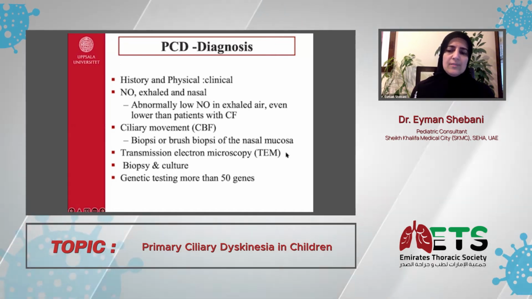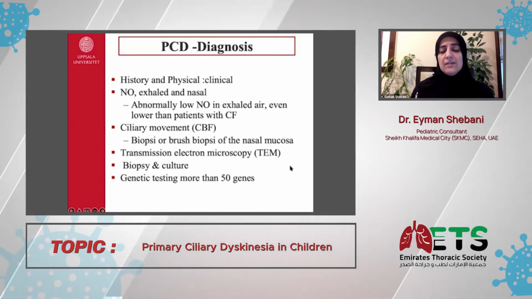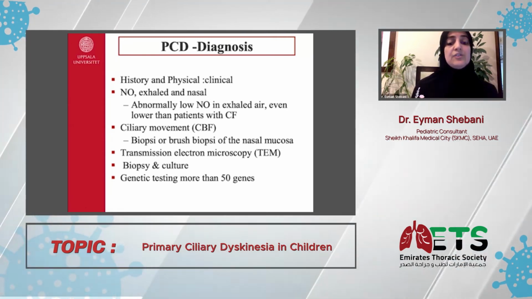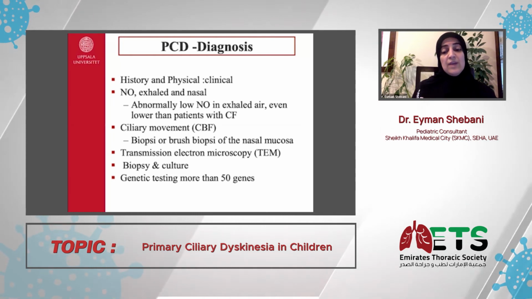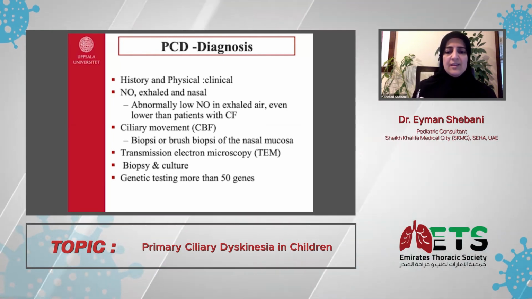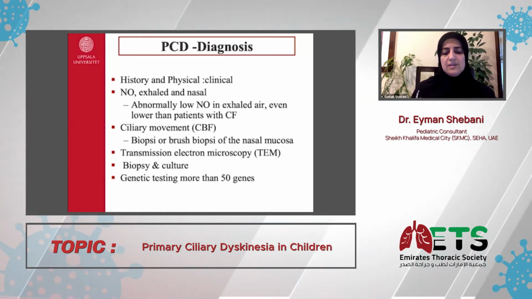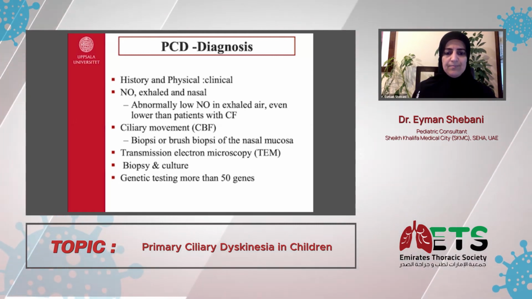And of course, some centers thought the ideal was to do a biopsy and culture. You take the ciliary biopsy and place it in a culture medium. Some centers were doing that because, like I mentioned, you have something called secondary dyskinesia. And then, of course, the genetic testing. Nowadays, there are more than 50 genes that have been identified in relation to PCD.